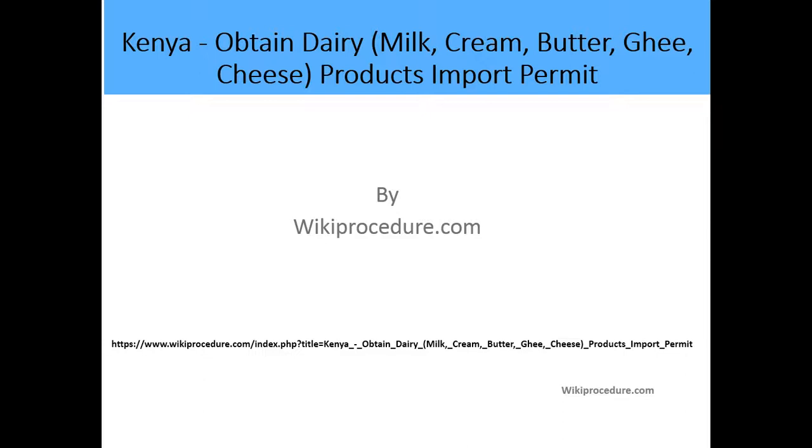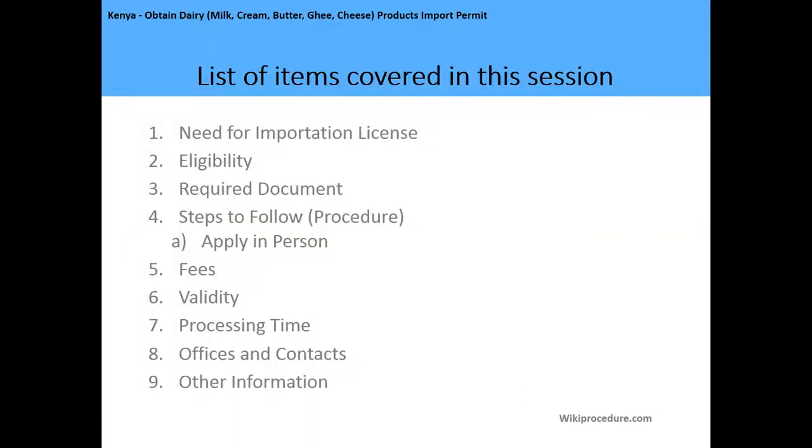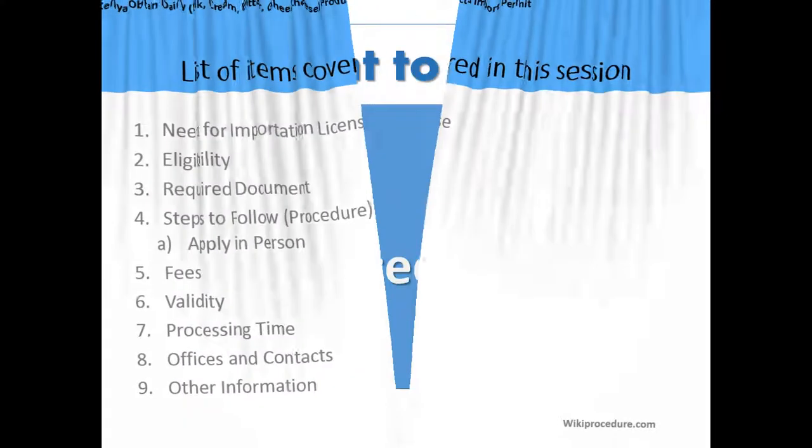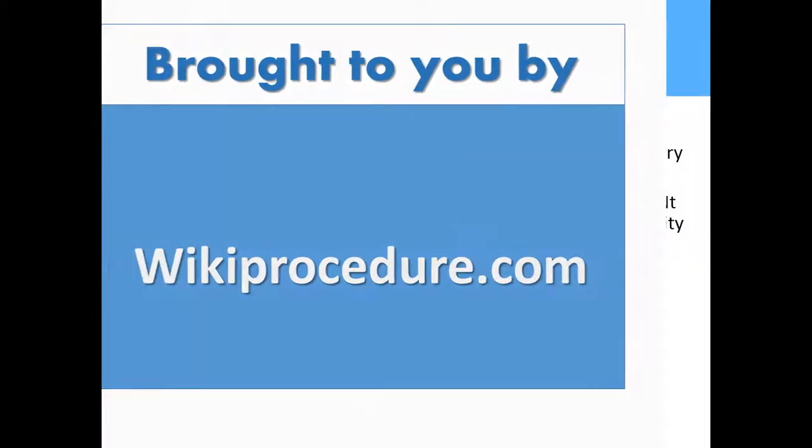The list of items which we are going to cover in this session include the need for the importation license or permit, the eligibility criteria, steps to follow in making the applications, the fees applicable, validity period, processing time, office location and contact information, and any other information which may give us more insight on how you can go about the application to get the dairy product import permit in Kenya. Welcome to our presentation today, which is brought to you by wikiprocedure.com.